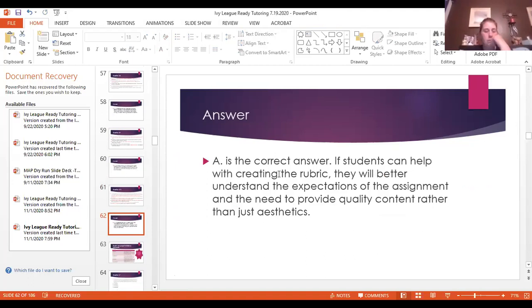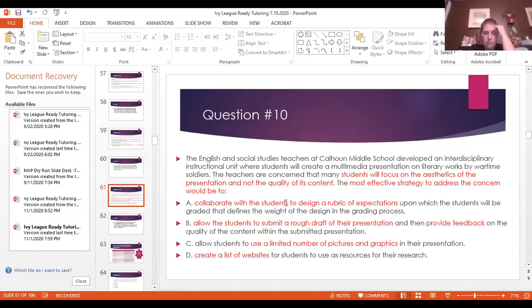If students can help with creating the rubric, they will better understand the expectations of the assignment and the need to provide quality content rather than just aesthetics, right? Collaborate with the students. And we know collaborate is a what? It's a buzzword. It's definitely a word that is all up and down Competency 9. So look for those buzzwords. Don't just see a buzzword and say, hey, that's the right answer.